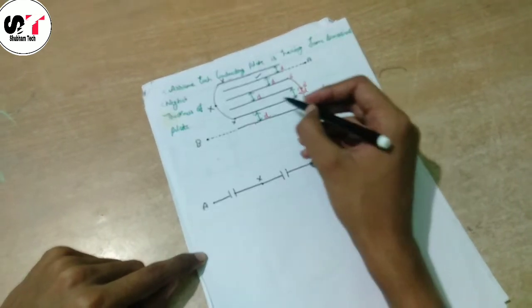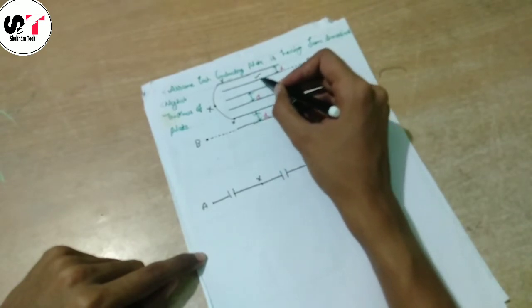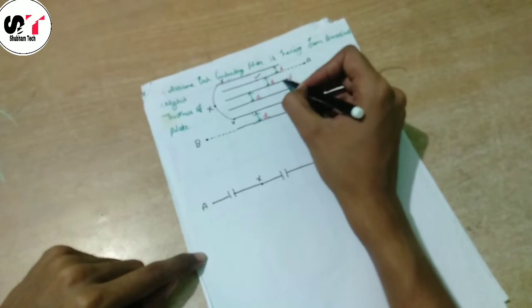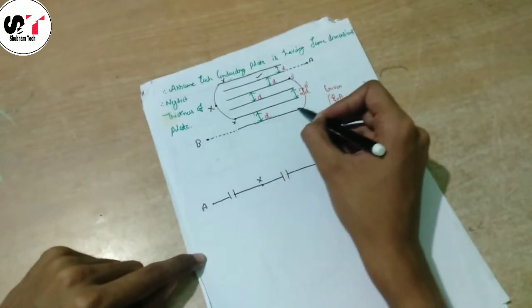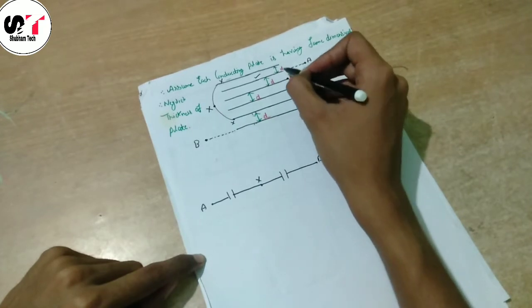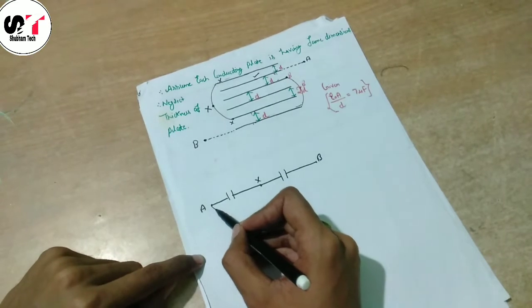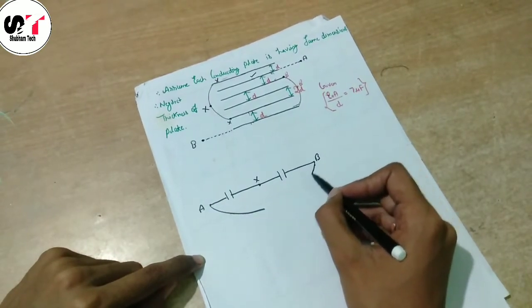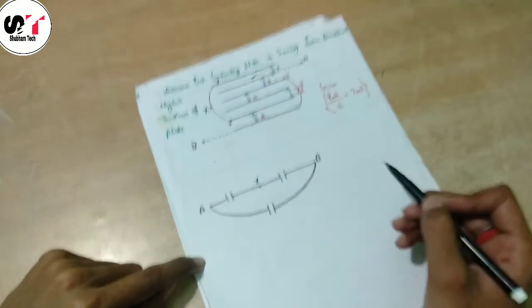And this is A point, and this is V point. This is V because V point is connected to this plate. One capacitor is formed between A and V, like this.